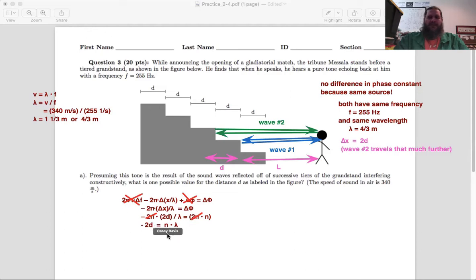And then what would be one last step to solve for d here? Divide by 2. Yeah. Formally divide by -2, so we get n times lambda over 2 with a negative. But ultimately that negative doesn't matter because n could be any integer, positive or negative. So we can just say, let's use a negative integer for n. That'll cancel out the negative here. In other words, d equals any multiple of lambda over 2. Any questions on that so far?